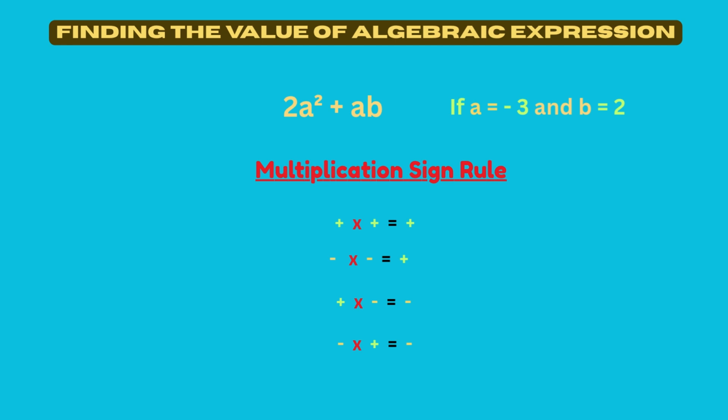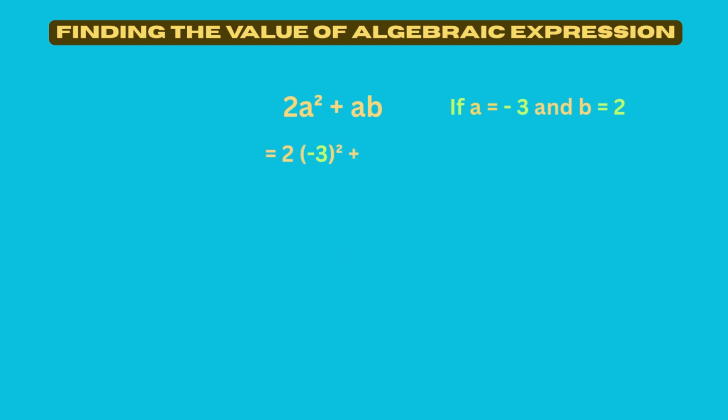So let us first replace a and b. We'll replace a with minus 3 and b with 2. Our expression becomes 2 times (minus 3) squared plus (minus 3) times 2. To avoid confusion with signs, always use brackets. 3 squared is 9, and negative multiplied by negative is positive. So 2 times 9 plus, we know that 2 times 3 is 6 and negative multiplied by positive is negative. Our expression becomes 2 times 9 minus 6, which is 18 minus 6. The answer is here. Final challenge for you.